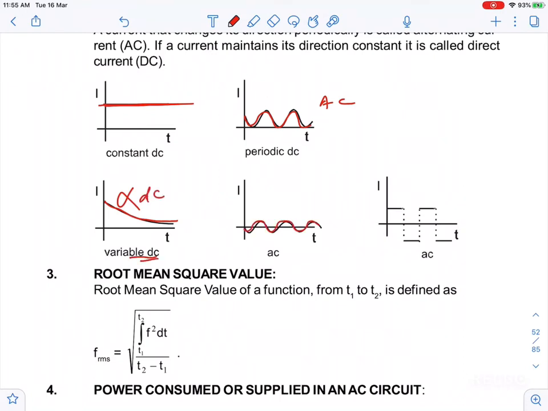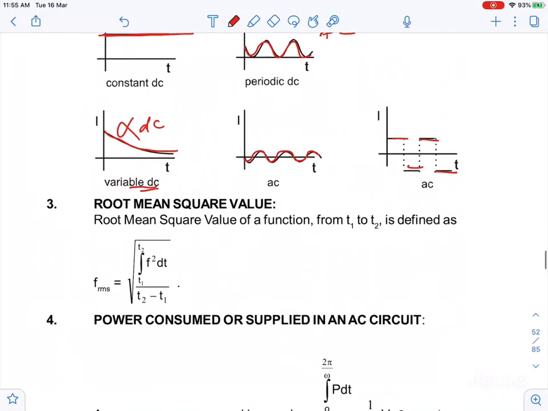This is not AC. Don't confuse. This is AC. This is DC. This is variable DC. This is AC again. This is AC also, because this is periodically changing the value.